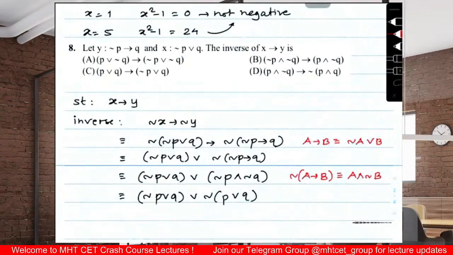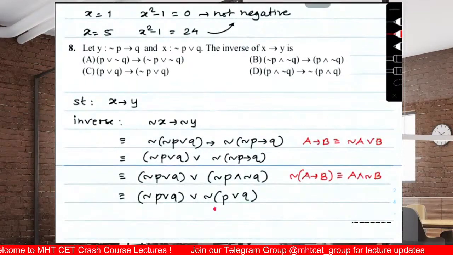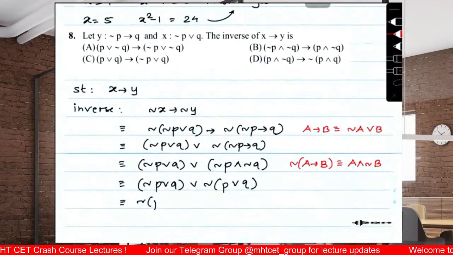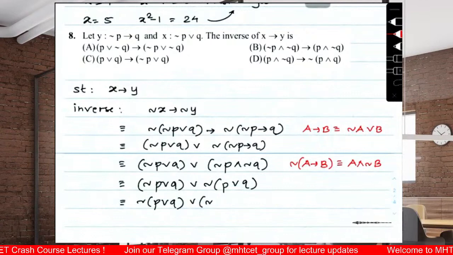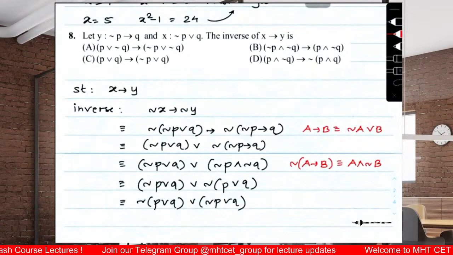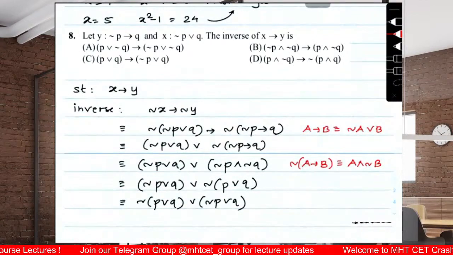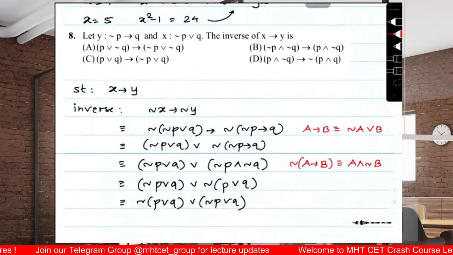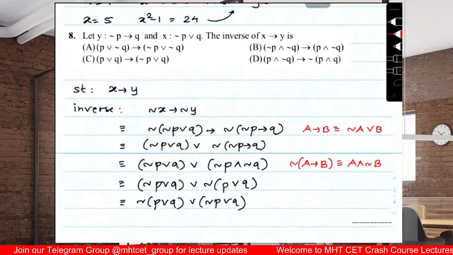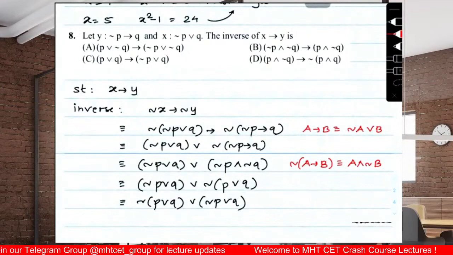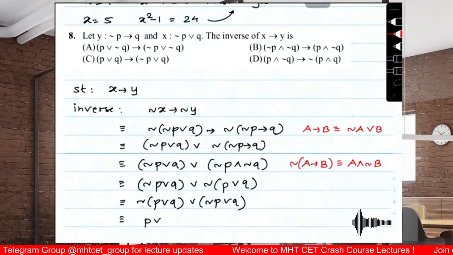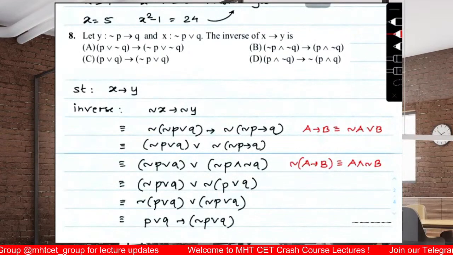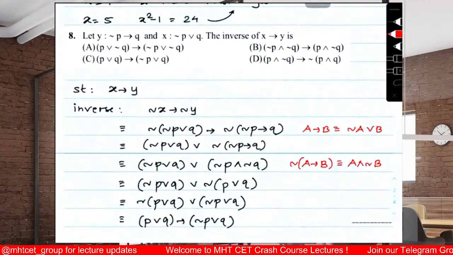ठीक है, तो ये क्या होगा, नॉट p और q फॉर्म में ही है, negation of p or q or not p or q. So p implies q फॉर्म में ही है, because this is p or q implies not p or q. This is C.